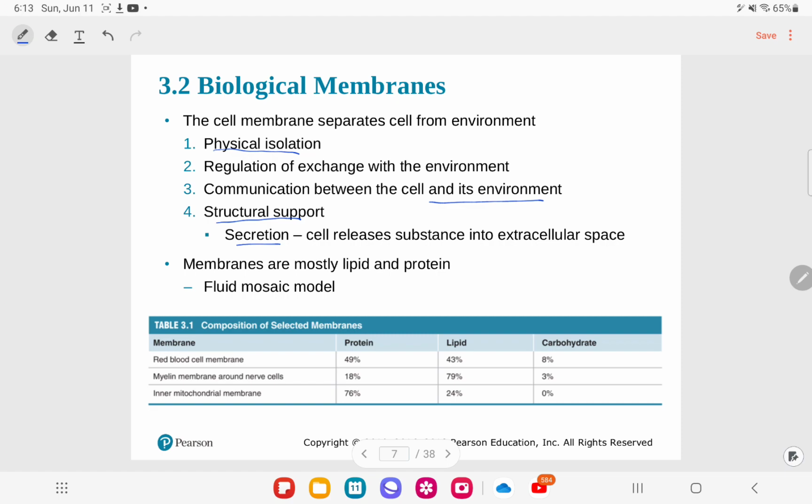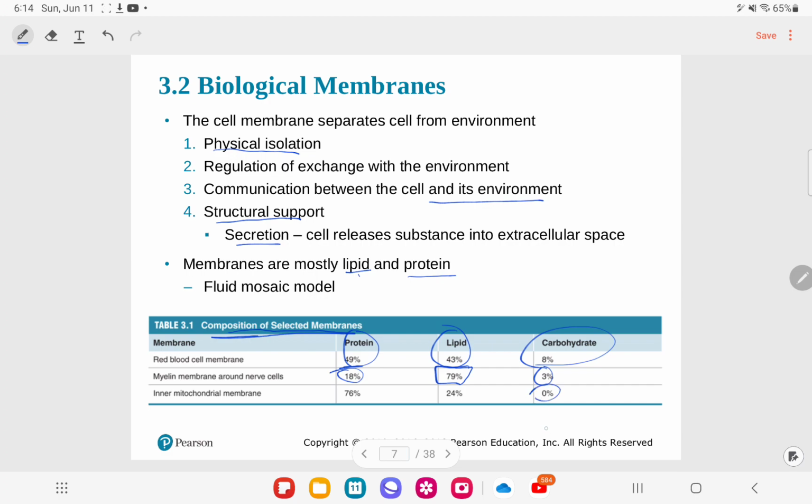And so membranes are going to be mostly lipid and protein. We're going to look at the fluid mosaic model of biological membranes. This table gives you the composition of selected membranes. The red blood cell membrane is made up of 49% protein, 43% lipid, and 8% carbohydrates. The myelin membrane, that myelin sheath around your nerve cells, is 18% protein, 79% lipid. It's that lipid layer, and it's only 3% carbohydrate. Now, the inner mitochondrial membrane.